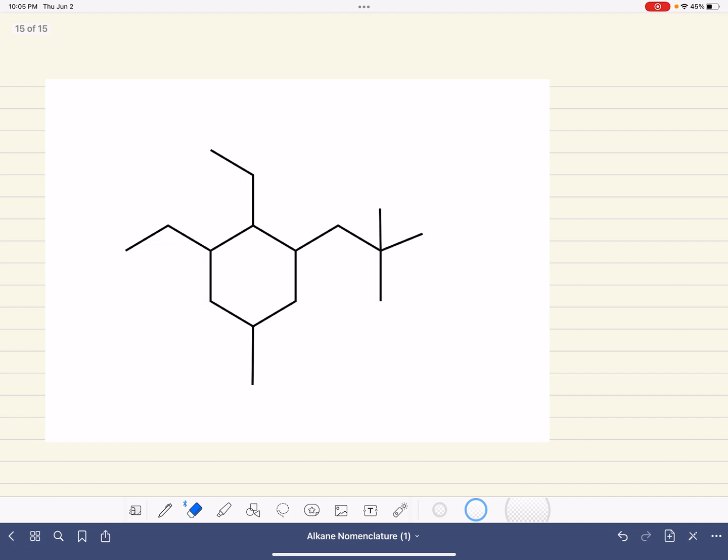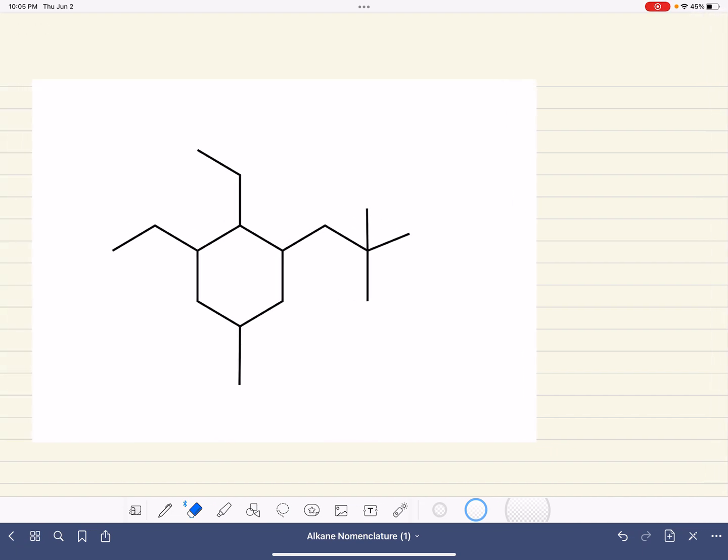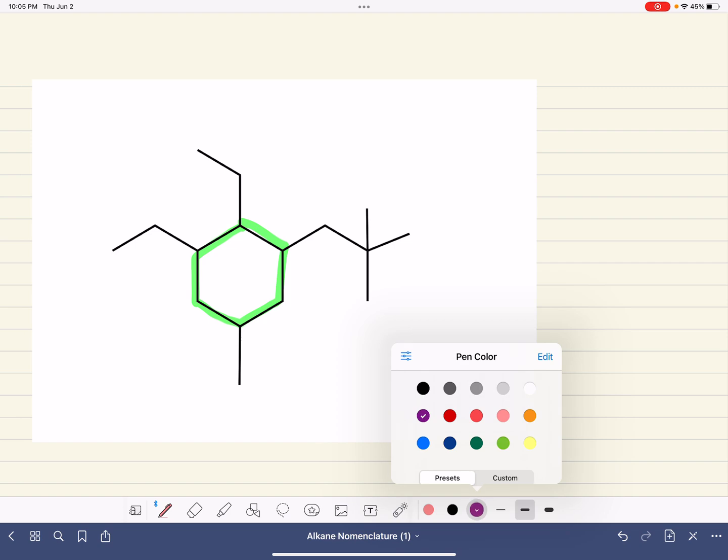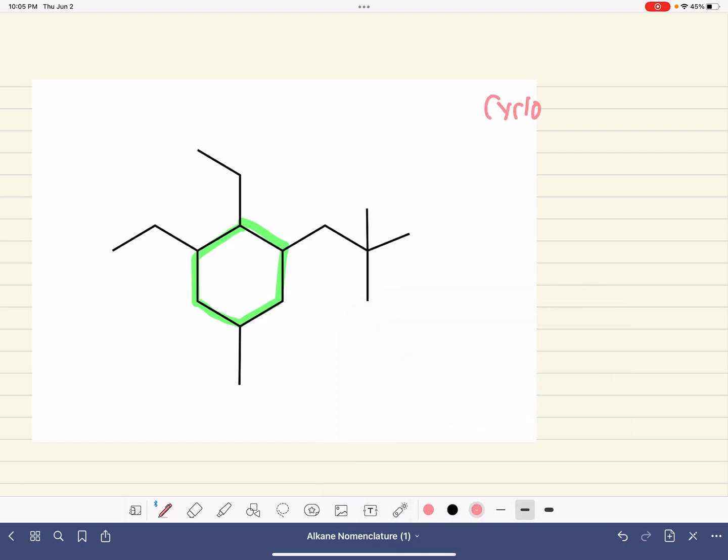All right, I think I have one last example here. Once again, my eyes are kind of drawn to the fact that we have a cyclic molecule here, a ring. So I always want to name that as the parent chain. In this case, it's a 6-carbon ring. So we would call this cyclohexane as the parent chain name.